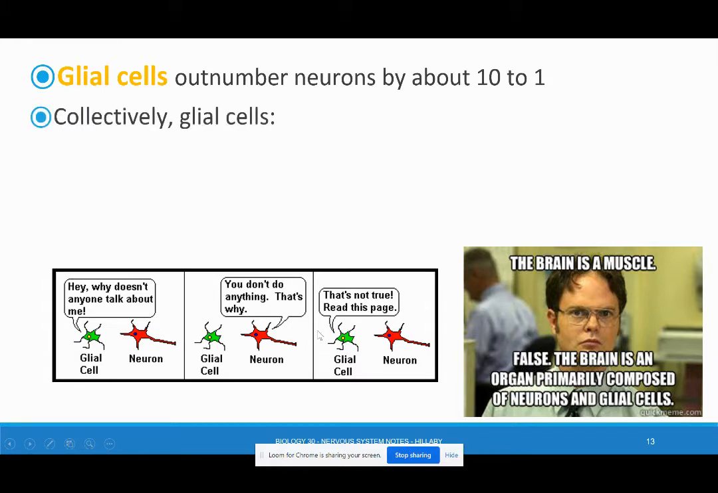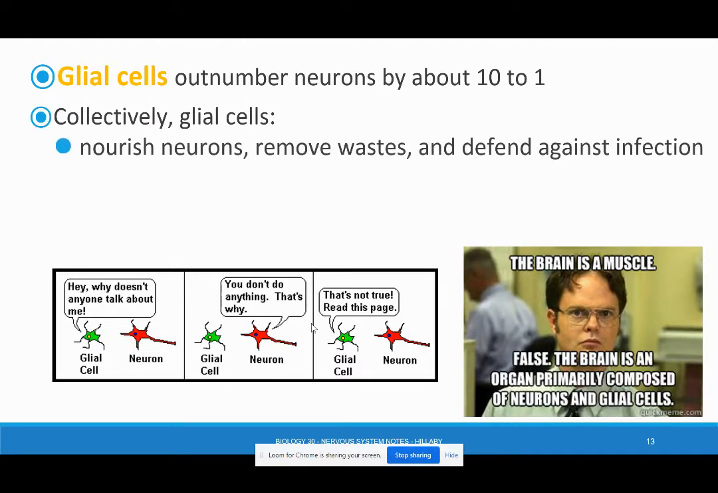So glial cells outnumber neurons 10 to 1. Collectively, glial cells are kind of like a big brother or sister. They sort of help out and protect the neurons. They remove waste for them. They defend them against infections. So they're supporting cells. They also provide a structural framework for the nerves.